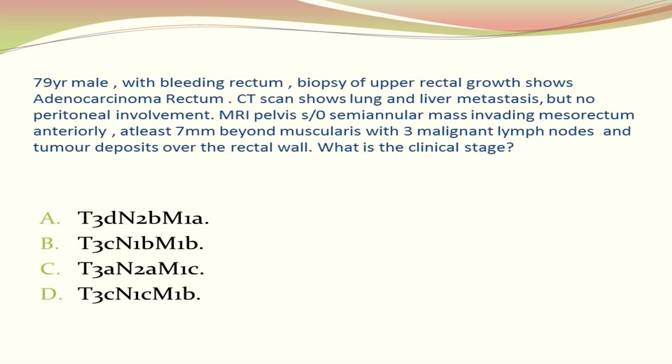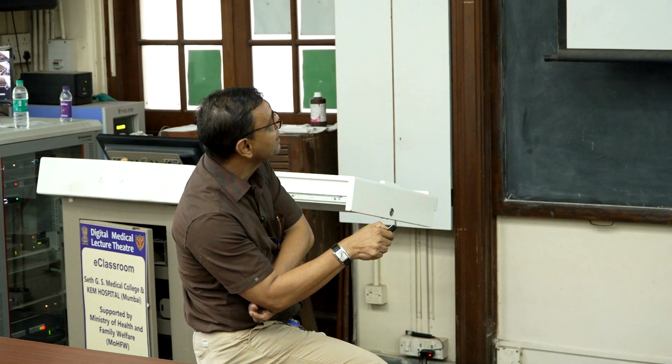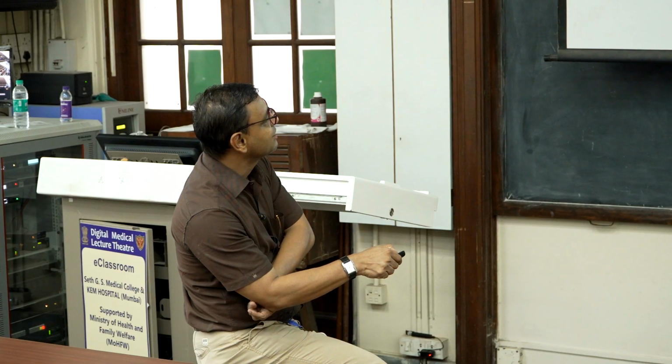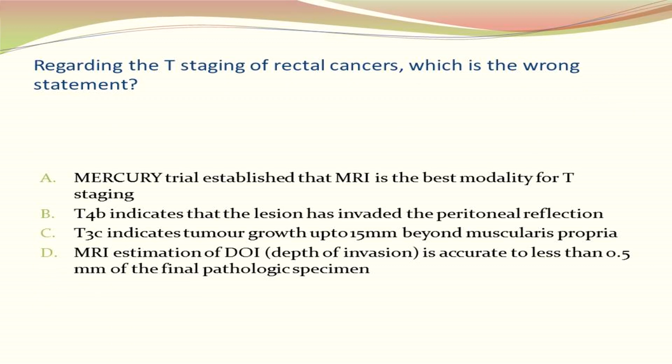Remember, this is a very, very pet question of an examiner. This is how they put the googly to you. That means they have shown you कि यहाँ पे tumor deposits भी है, so directly you will answer that as N1C. Here it is not N1C. Because there are 3 malignant nodes, it becomes N1B. Understood or no? So this is how the examiner fools you with a catch.